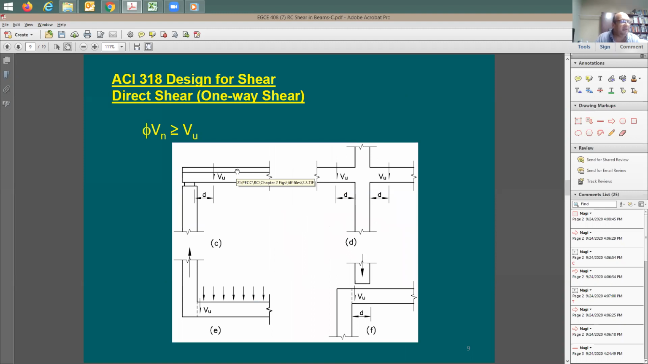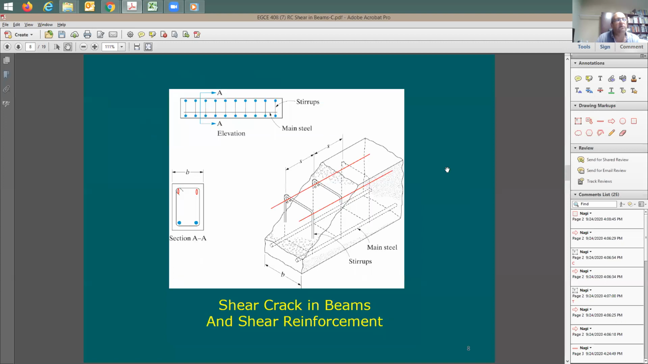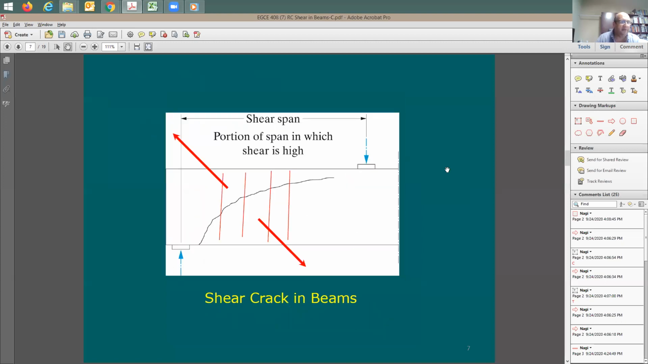Now, where is the point of maximum shear? Is it right at the support itself? Code says no. Look, I'm going to take you back to look at some of the failure pictures. I understand that the point of maximum shear is going to be here, right on the top of the support. But when the shear crack happens, it doesn't happen here. It happens right here, a little bit next to it.